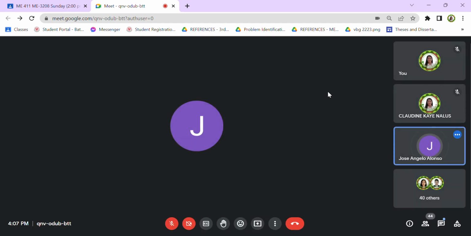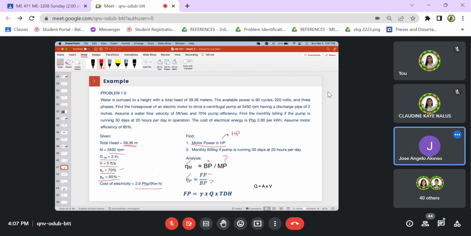But 39.36. So let's just substitute the total dynamic head in this equation to get the fluid power. So the given fluid here is water. So we know that the density or specific weight ng water is 9.81 kilonewton per cubic meter. 9.81.